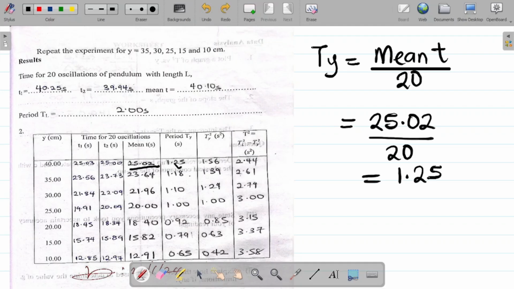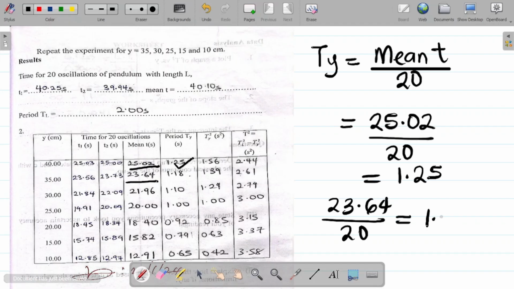That's how I got this value here. Alright, do the same thing here. So here will be 23.64 divided by 20, and that will be equal to 1.18. That's how we get this value here.